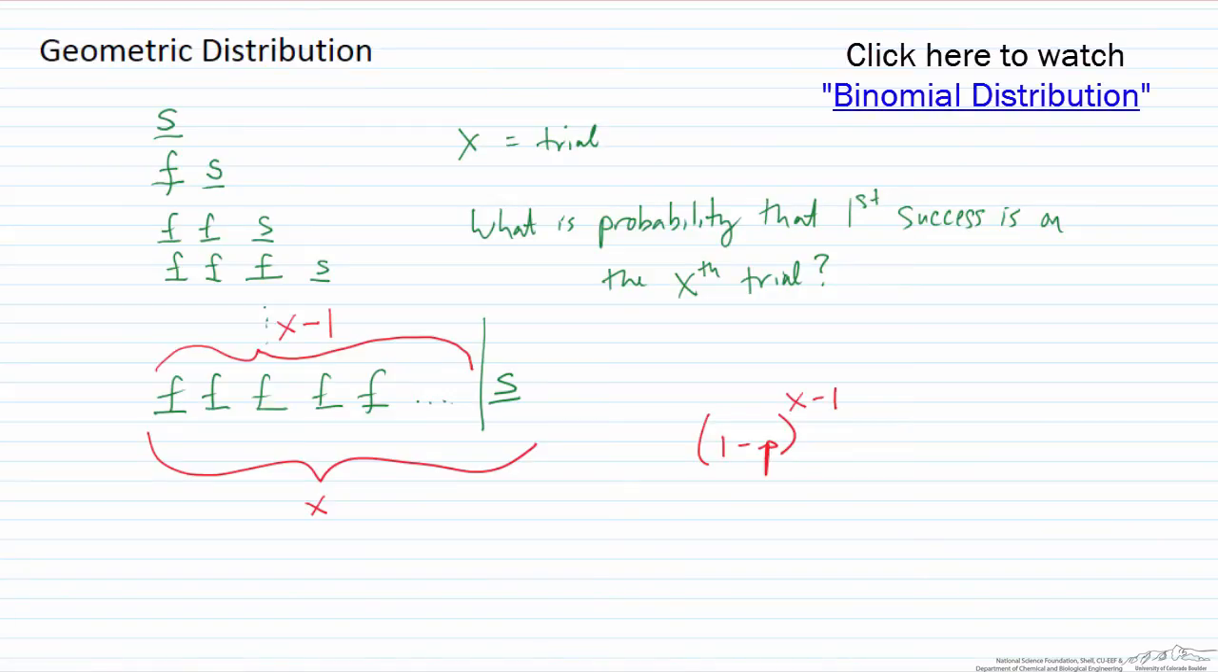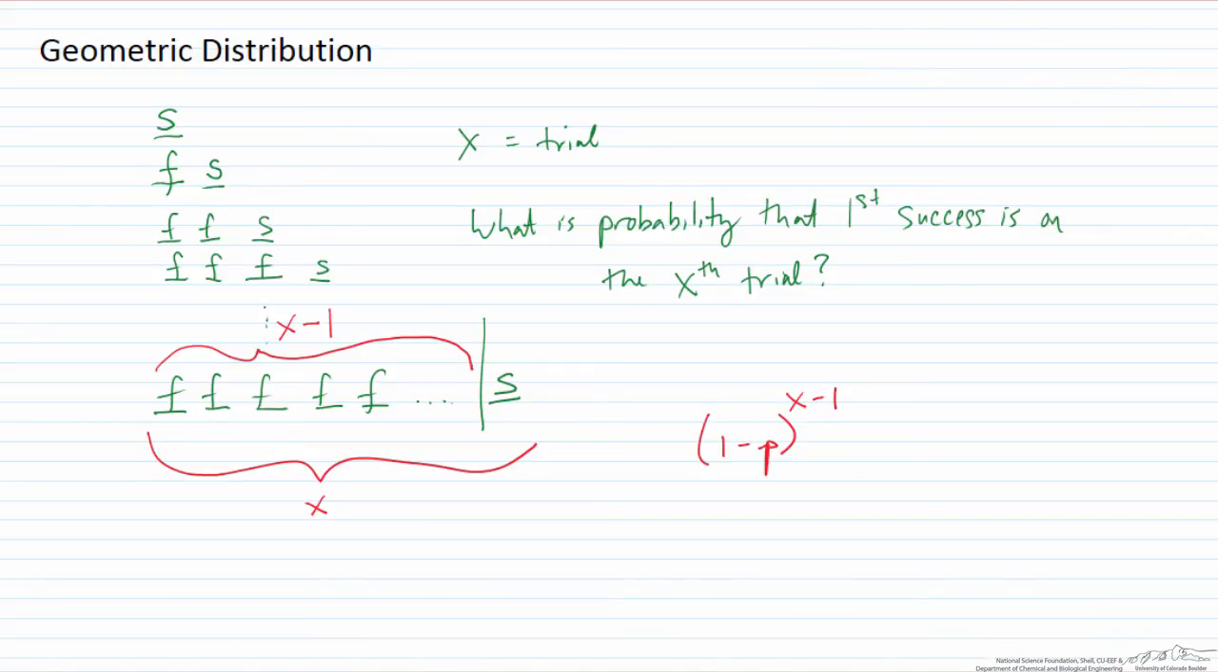And if you watched my screencast on the binomial distribution, you noted that in the binomial distribution we had an n choose x, because each of the different independent combinations contribute to the overall probability. We don't have that here, because how many ways are there to put X minus 1 failures into X minus 1 spots? There's only one way. So we don't need to have anything out front here. And then what's the probability of having success at the end? That's just P. This will give us the probability that the first success is on the Xth trial.